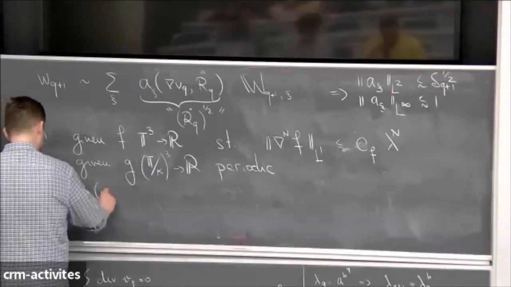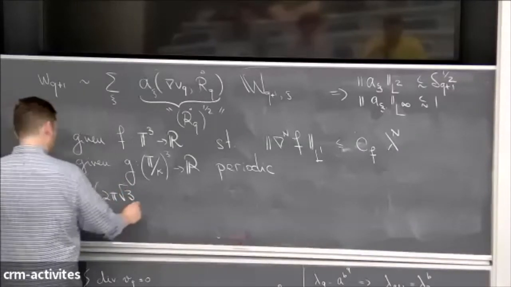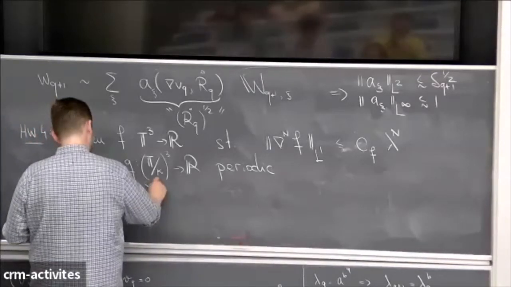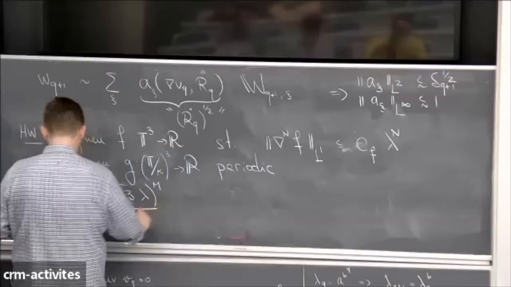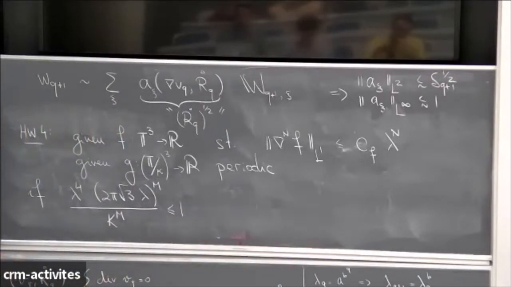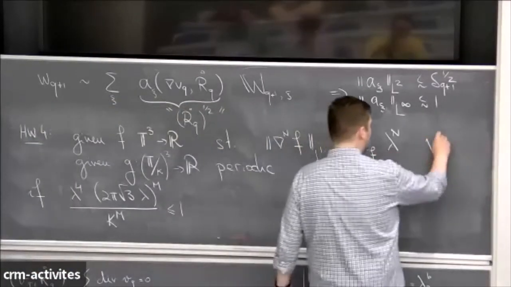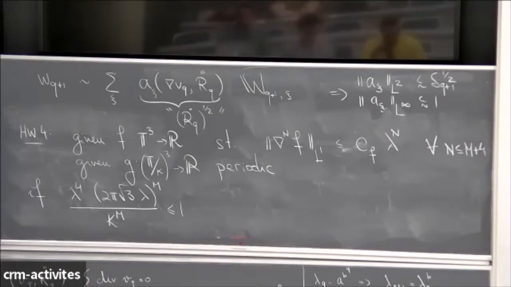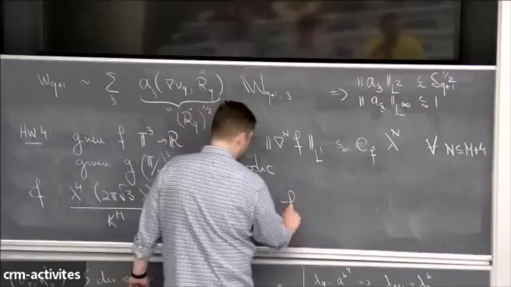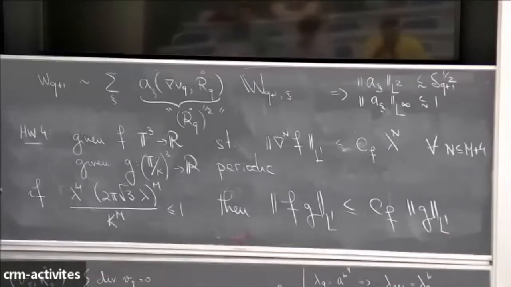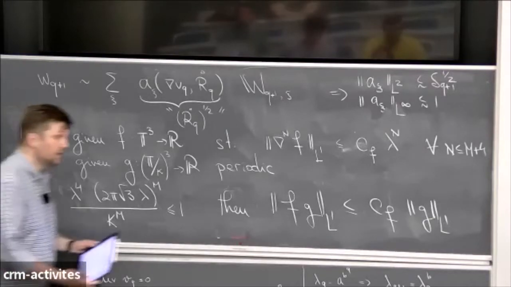Lambda to the 4, 2 pi root 3, lambda to the m over kappa to the m is less or equal 1. m is a new number. So I want this to hold for all m less or equal n plus 4. Oh, nobody depends on n. Okay, because now I've specified something. So fg in L1 is less or equal C_f times g in L2. I have, I think, managed to write the lemma correctly. So this is homework 4.